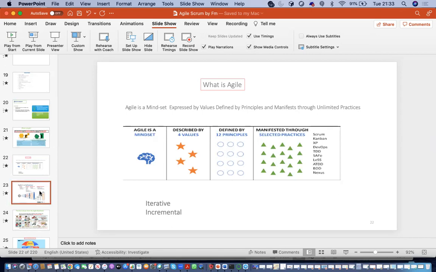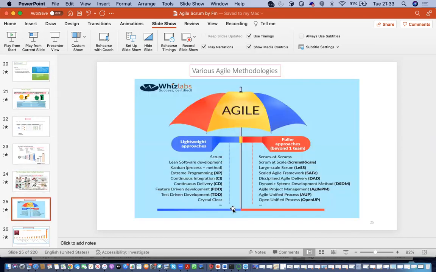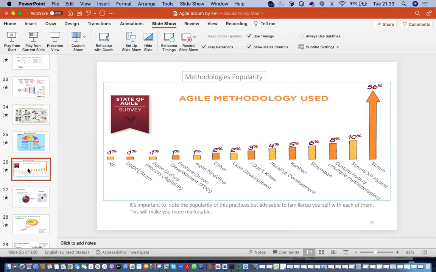Now, when we talk about some of these, you would realize that, let me just show this. Can you see that? There are so many things on the Agile. Now, the reason Scrum is the most popular is because Scrum, one, is somewhat prescriptive.